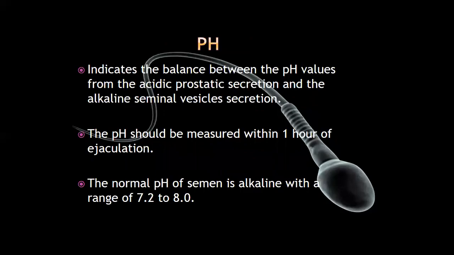Now, pH is measured within an hour of ejaculation using a urine reagent strip, and a normal pH is alkaline, 7.2 to 8. More than 8 would mean a more alkaline specimen, which is present in infection.